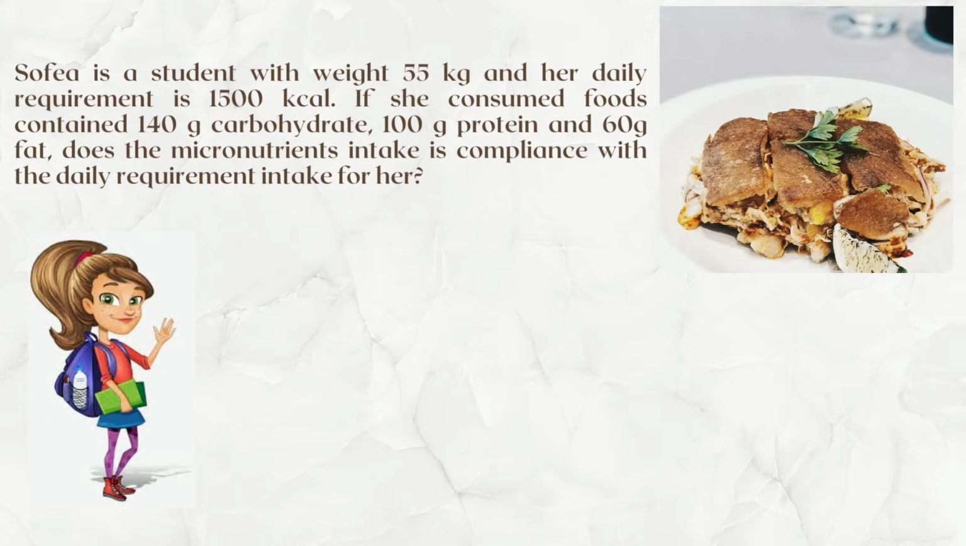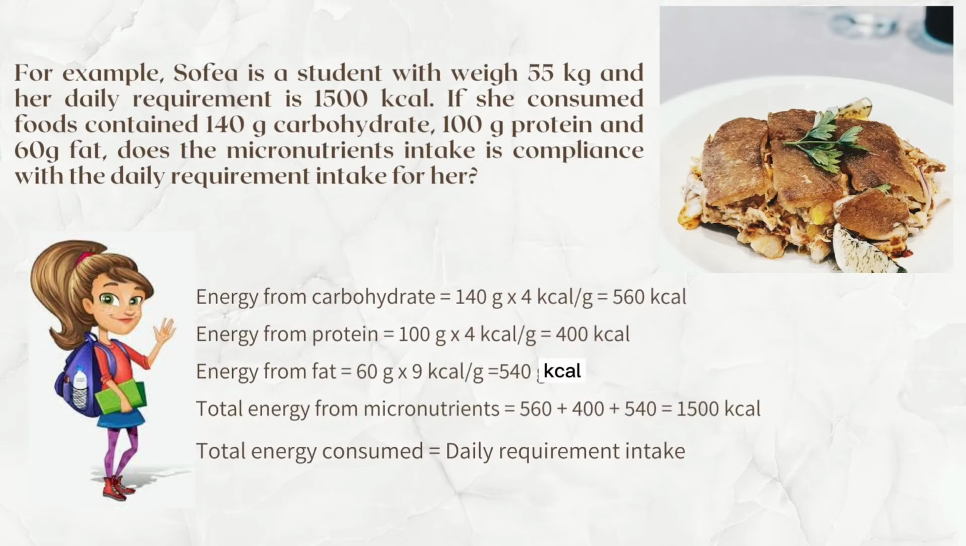To determine Sophia's daily intake, we need to calculate the energy that she got from the food she consumed. The total energy obtained from carbohydrate is 560 kilocalories, from protein is 400 kilocalories, and from fat is 540 kilocalories. Therefore, the total energy obtained from micronutrients is 1500 kilocalories. Thus, the micronutrients intake is compliant with the daily requirement intake since the total energy obtained by Sophia is equal to her daily requirement.